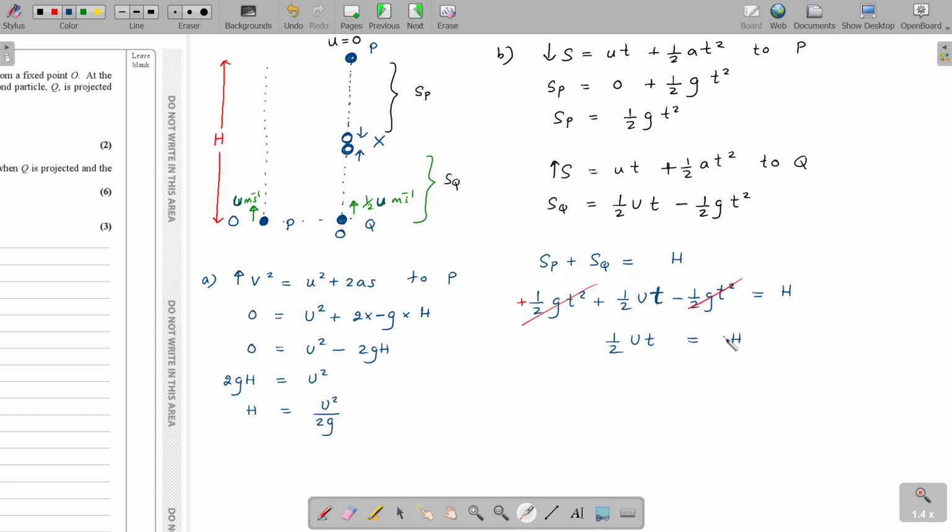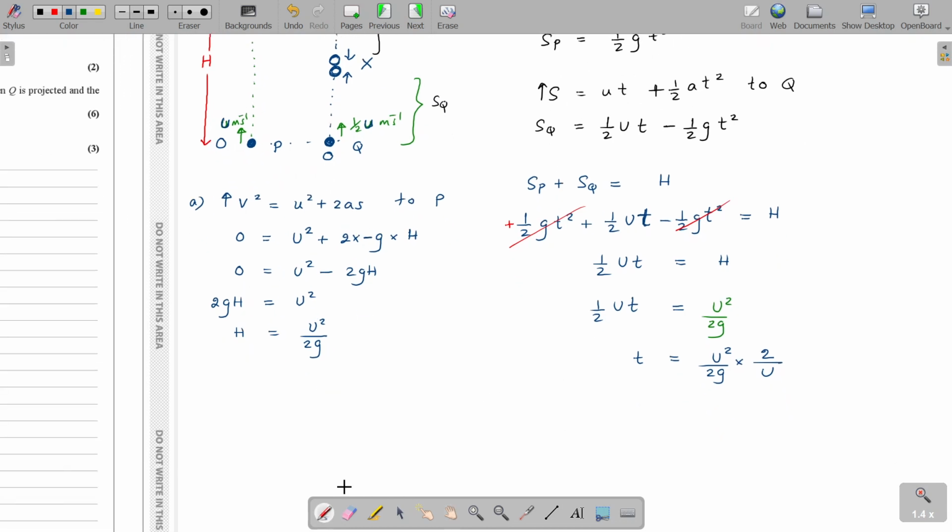Didn't we get the substitution for H in part A? H is u square over 2g. So substitute from part A, half ut equals, instead of H I use u square over 2g. Are you with me? Now make t the subject. I get u square over 2g times the 2, the 2 comes up and the u goes down. So t equals, u and u cancel, one u is remaining on top, 2 and 2 cancel, so you get t equals u over g. So the time taken is u over g.